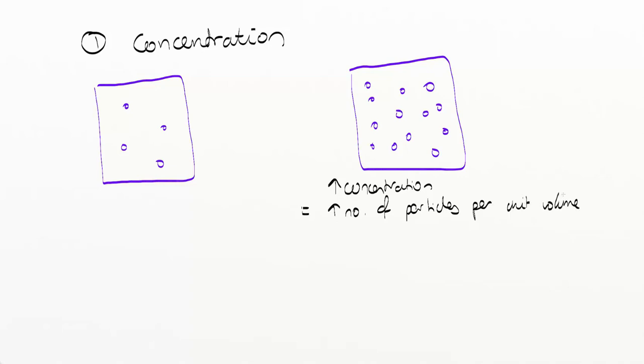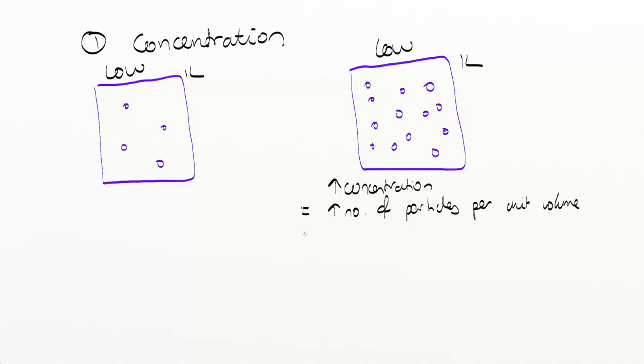So per unit volume just means any volume, so per liter, per milliliter. Let's say, for example, these are 1 liter containers. They might not actually be 1 liter containers, but for example, they are. We can see here that in the low concentration there's a few particles per liter, and in the high concentration container, there's a lot of particles per liter.